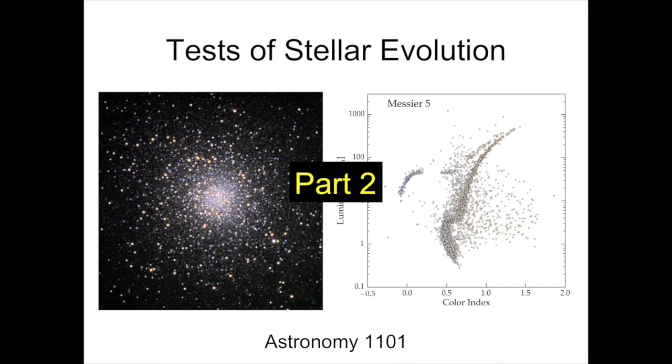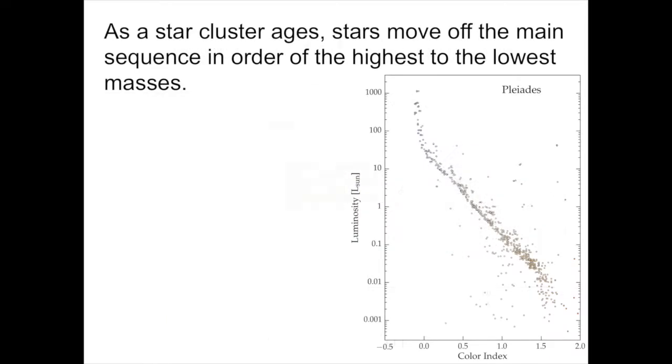In part 1 of our exploration of tests of stellar evolution, we reviewed the properties of stars on the main sequence and looked at the major life cycles of low, intermediate, and high-mass stars, finally introducing the idea of observing populations of stars to test stellar evolution, introducing the young open clusters and the old globular clusters. We now turn to a detailed discussion of our tests of stellar evolution.